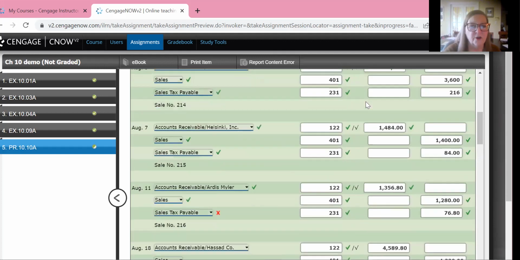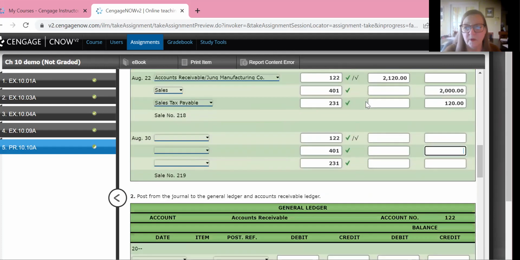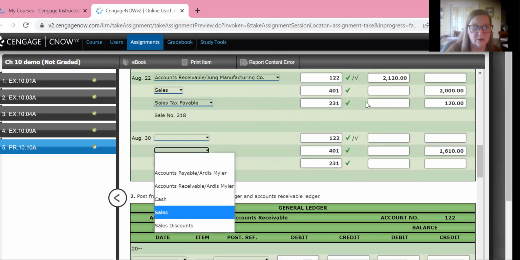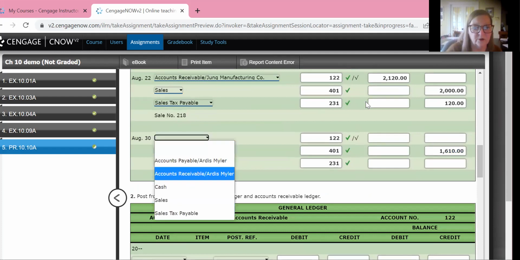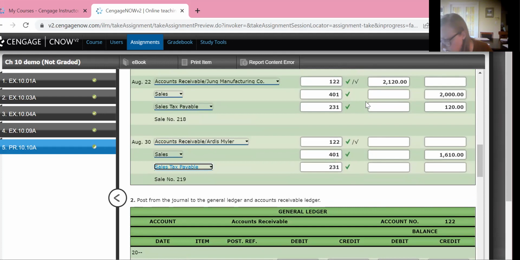It's all good. On the 30th, we made a sale to Myler again for $16.10. That's the sale amount. We need an accounts receivable for Myler, and we need a sales tax payable. $16.10 times 6% is going to bring us to $96.60. I just already did it. That's the reason I did it so quick. So that means the total is $1706.60. Okay, now I've got all my entries in.